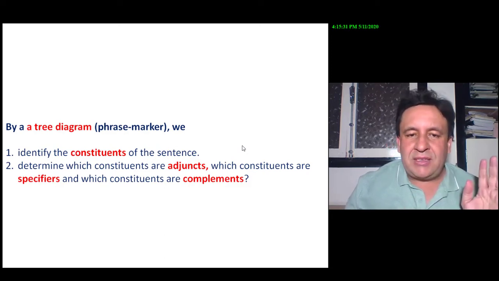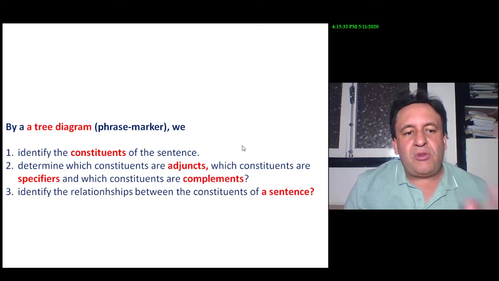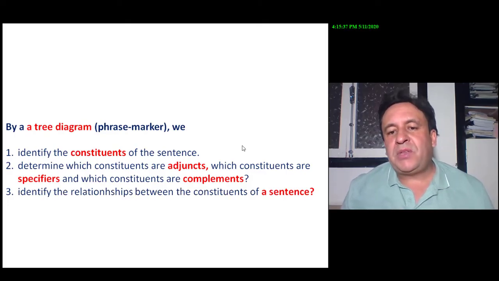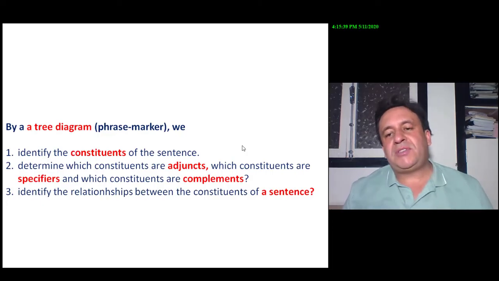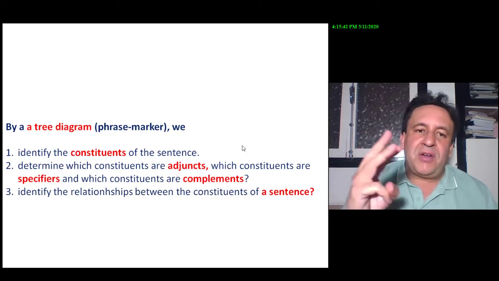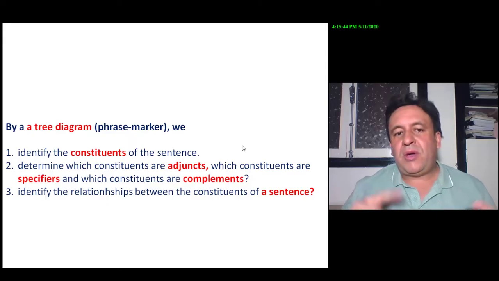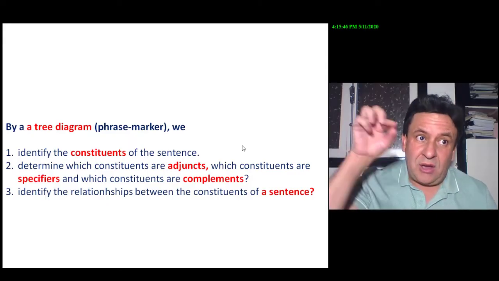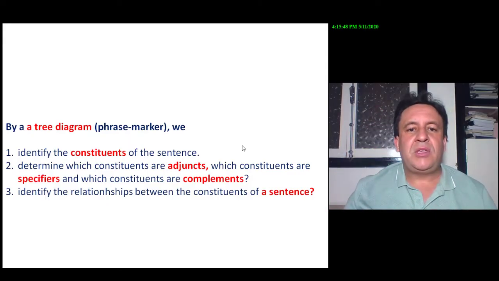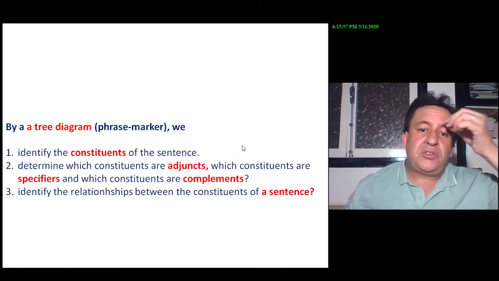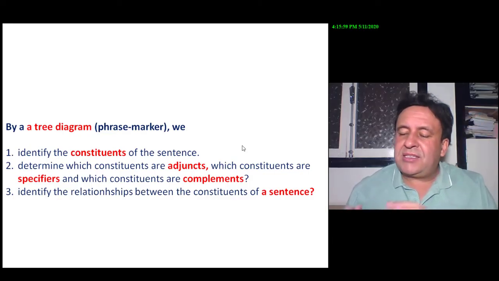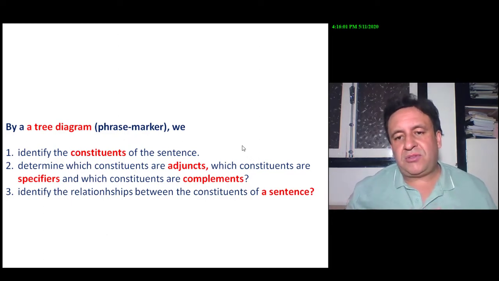I have already talked about adjuncts, specifiers, and complements. Okay, and in a tree diagram, we want also to encode or to identify the relationships between these constituents, the constituents of the sentence. So the three functions of a tree diagram are to identify the constituents, to encode them in the tree diagram, to determine the function of each one of the constituents as an adjunct, a complement, or a specifier, and to describe the relationships between these constituents.